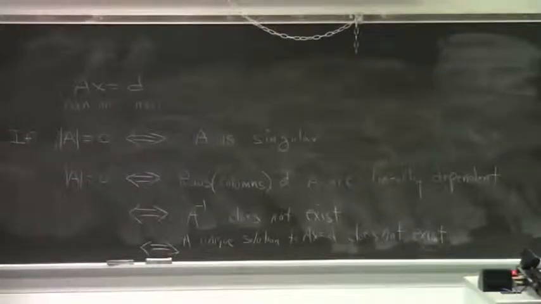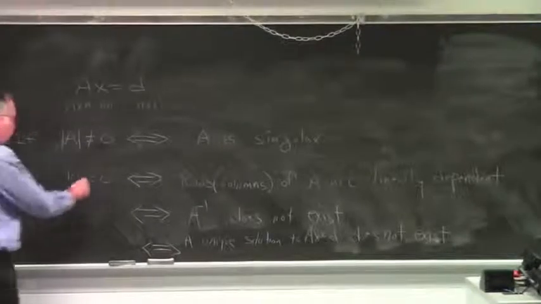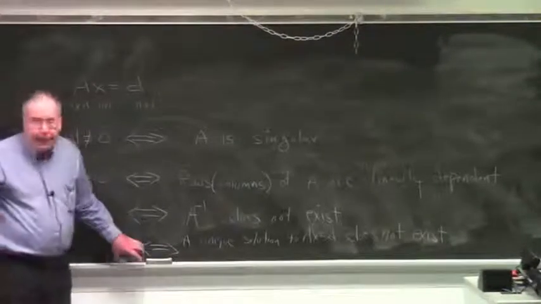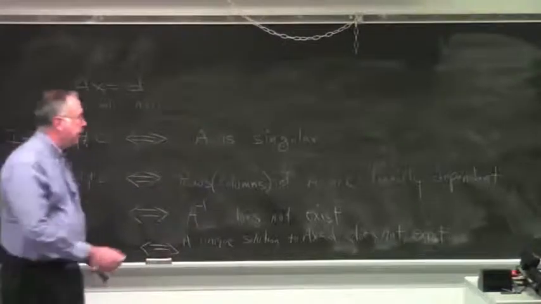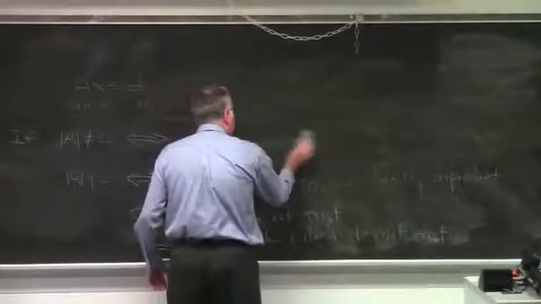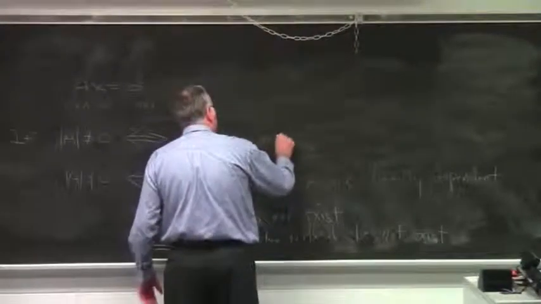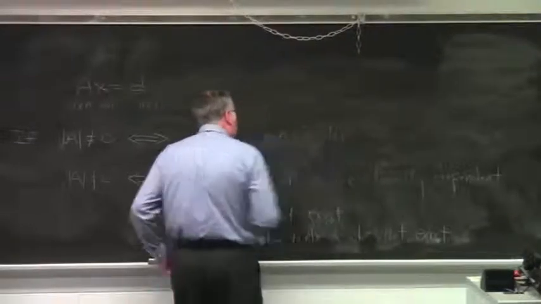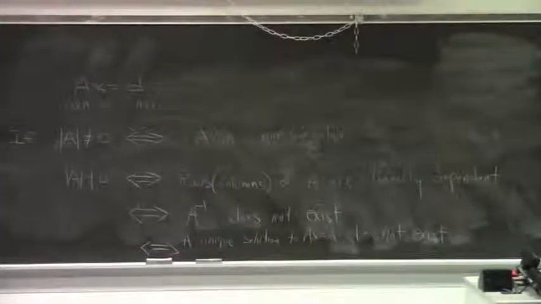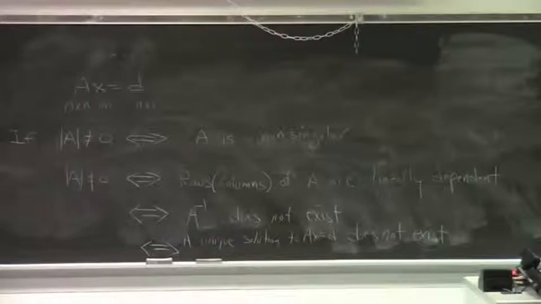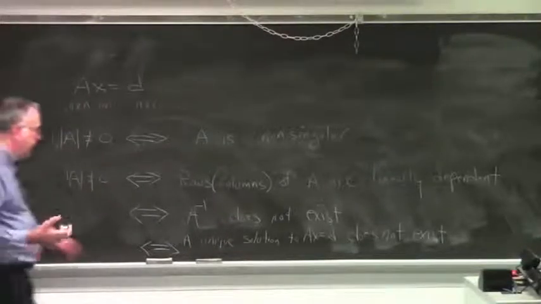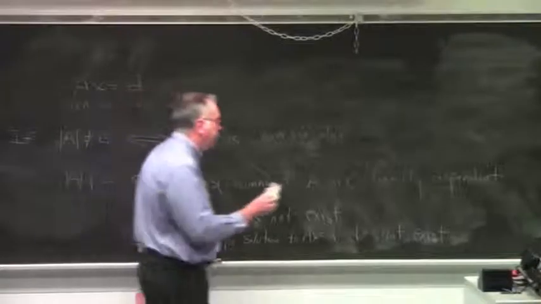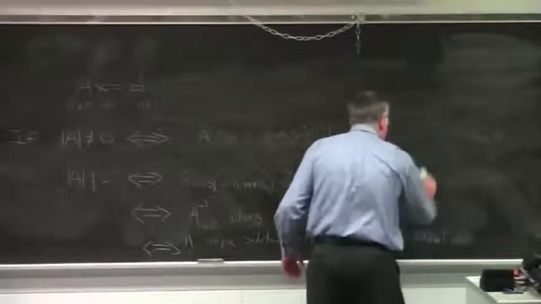suppose we find this. Suppose the determinant of A does not equal 0. Then that implies A is non-singular. So all I have to do is put a non in front of the singular. Okay. The rows and columns of A are linearly independent. Means you cannot express one of them as a linear combination of the other. So I have to change this dependent to independent.